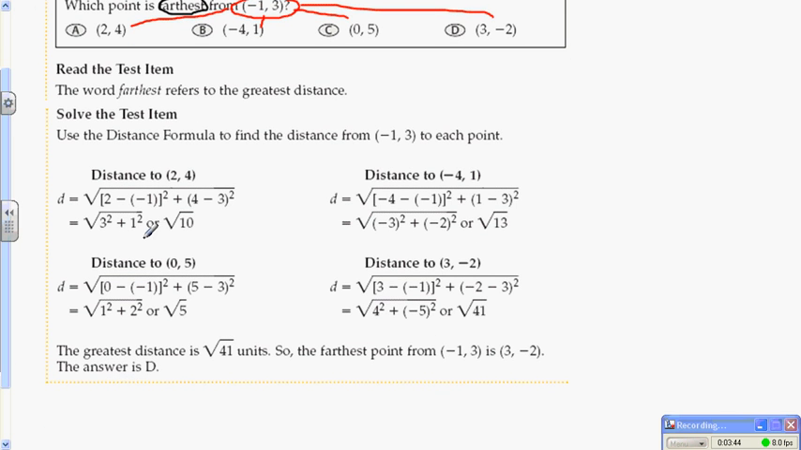Alright, so they did that, and they got root 10, they got root 13, which is bigger, root 5, which is smaller, and root 41, which is the biggest. So that would be (3, -2). So yes, you do have to apply it to each one.